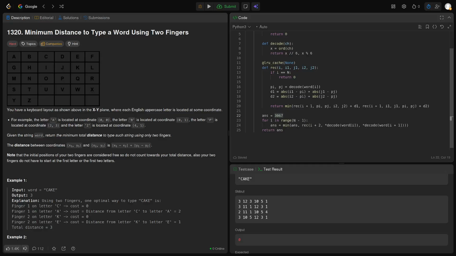Okay, so let's say my position is I1 J1 I2 J2, which is equal to decode word 0 and decode word 1, right? And then we want to do this I1 J1 I2 J2, and then we want to do if I plus 2 is less than n, then I1 J1 I2 J2.